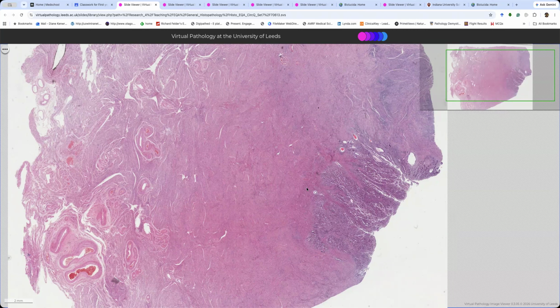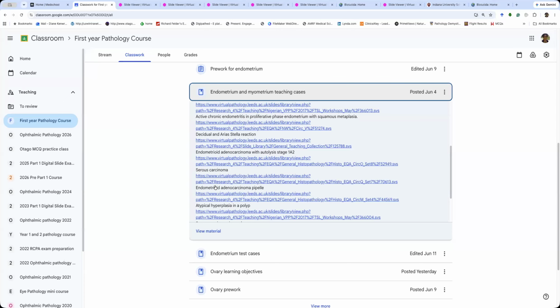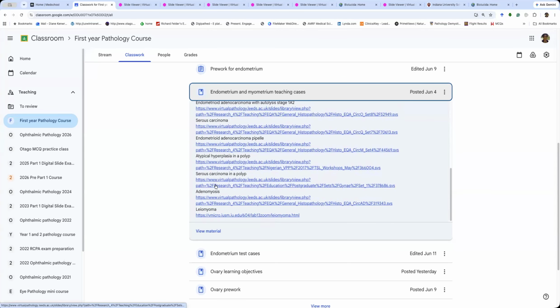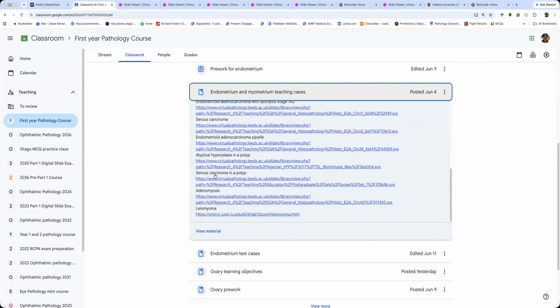Right, how are we doing for time? 2:52. All right. We don't have too many to go, and then we can do the test cases. All right, here we are.